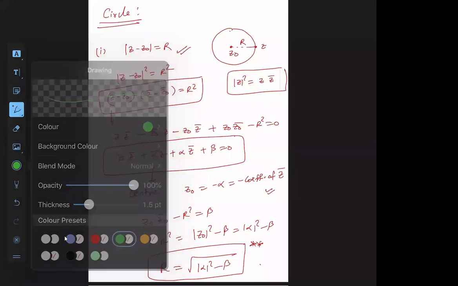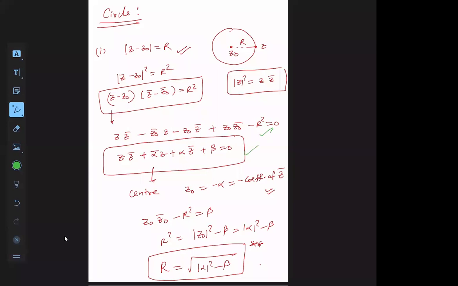Beta, you just have to compare these two. Compare it. What are you getting? Minus z naught equal to alpha, the coefficient of z bar. So z naught will be minus alpha. Here z naught is the center. So I'm getting z naught is equal to minus alpha. So you should remember the center in the form of minus coefficient of z bar. Always remember the center as minus the coefficient of z bar. Understood?